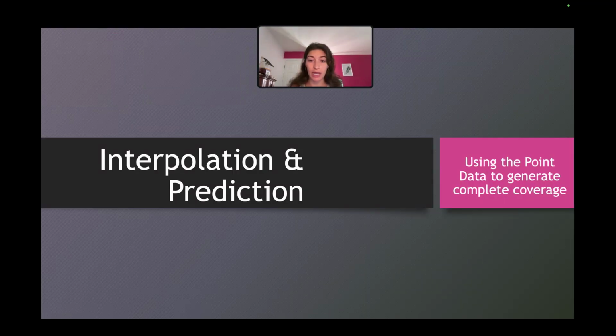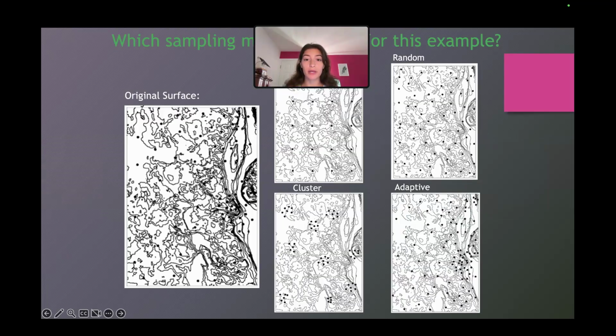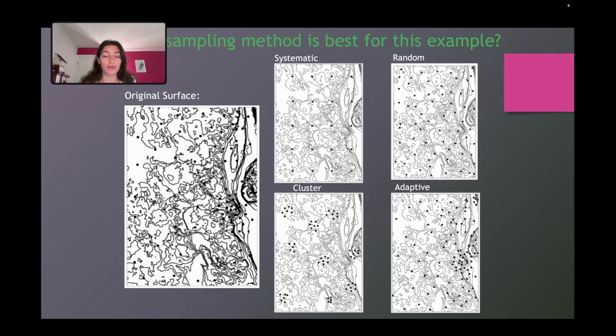Before we go on to the next slide, because again, this is an asynchronous course, I'll bring us back for a moment. If you look at the original surface, we see there's a lot of variability, and it seems to be a large scale. There seems to be a lot of room on this map. So systematic sampling, again, doesn't really give any specific attention to any one location. It's all based off of an XY grid. This might not be the best.